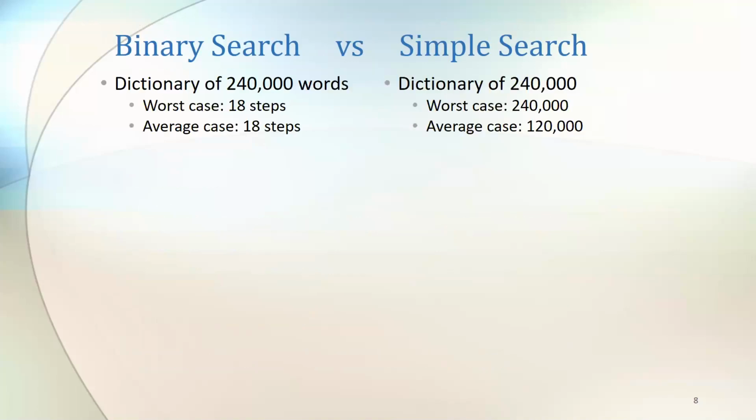So I want you to take a look at this. Let's talk about binary search, which is on the left, and simple search on the right. If we had a dictionary, and I'm looking up a word in the dictionary, and I had 240,000 words in each. Binary search, in the worst case, will take 18 steps for 240,000 things. Simple search will take 240,000. See the large discrepancy, right? And the average case is a huge disparity to talk about here.